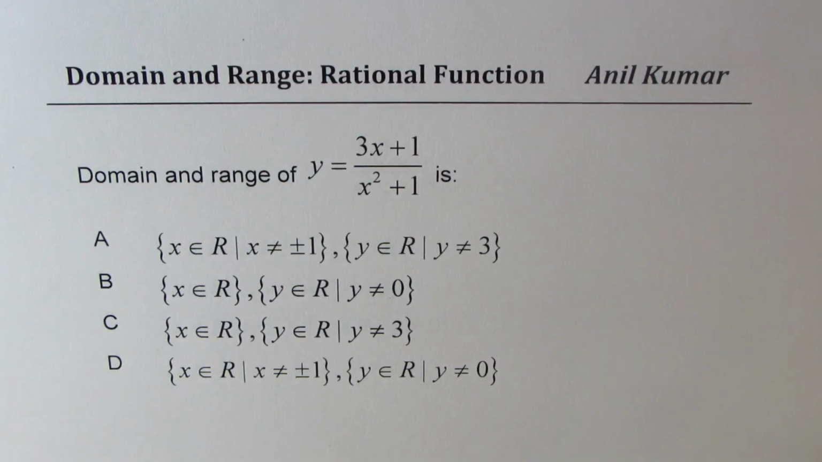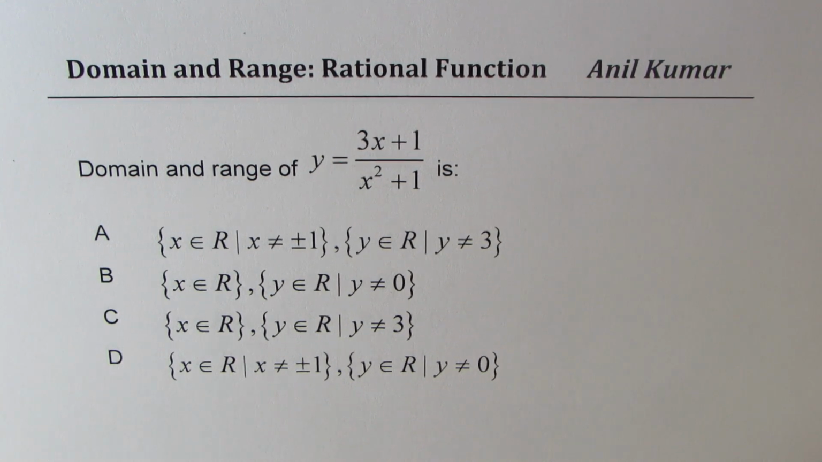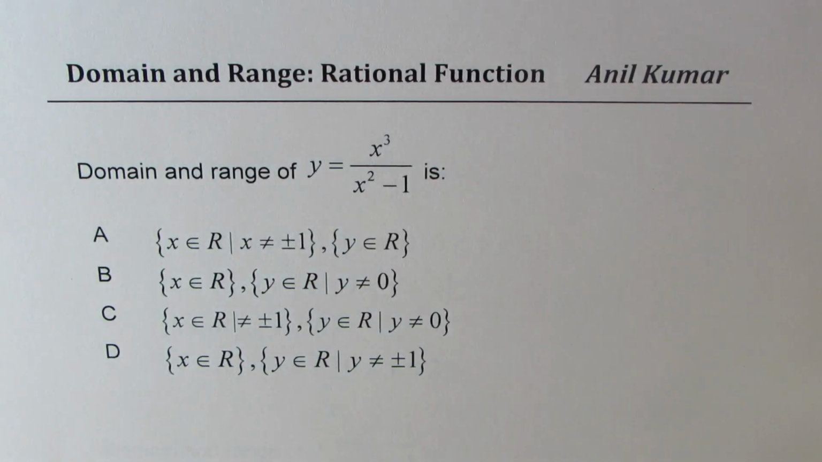You can pause the video, copy the question, answer, and then look into my suggestions. Here is the next question. Domain and range of the rational function 3x plus 1 divided by x squared plus 1. Again, four choices are given to you. Now, the next question here is y equals to x cubed over x squared minus 1.